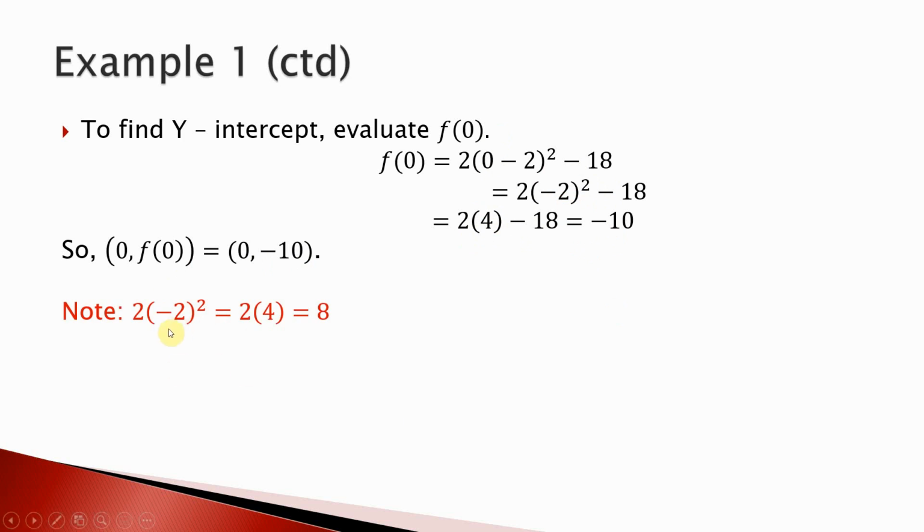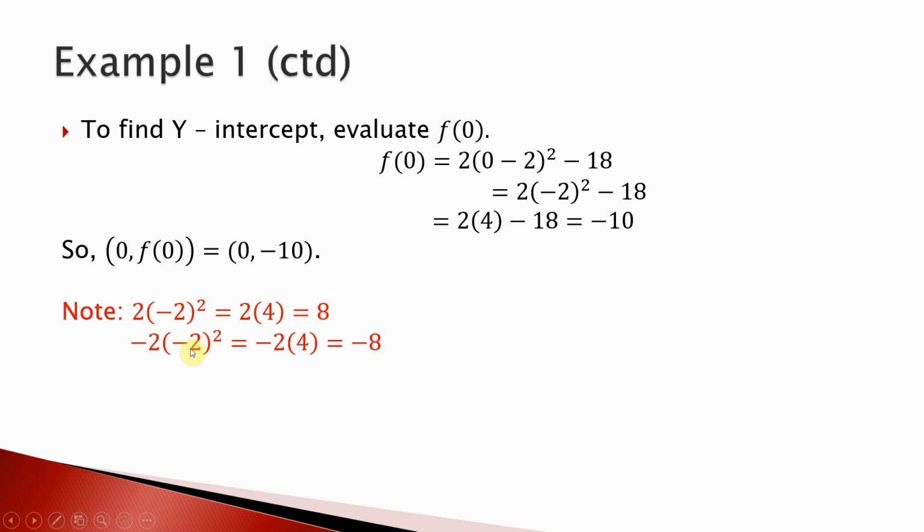So these are some notes about simplifying these things. If you have something like this, and you take the square of a negative number, it becomes positive, because negative 2 times negative 2 would be positive 4. Okay, and 2 times 4 is 8.